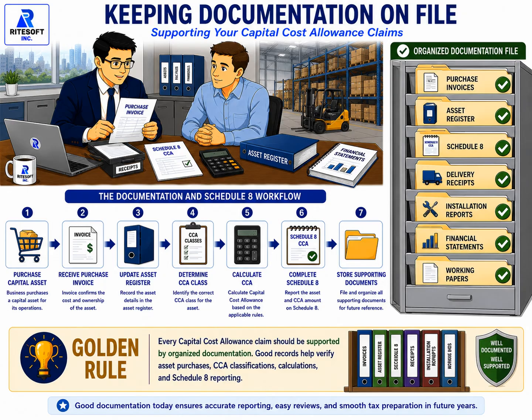Maintaining purchase invoices, the asset register, Schedule 8, delivery records, installation reports when applicable, financial statements, and working papers helps verify asset purchases, support CCA classifications, explain calculations, and ensure accurate reporting on Schedule 8. Developing good documentation habits early will make future tax preparation easier, improve the accuracy of capital cost allowance calculations, and help maintain complete, well-organized records for every capital asset owned by the corporation.